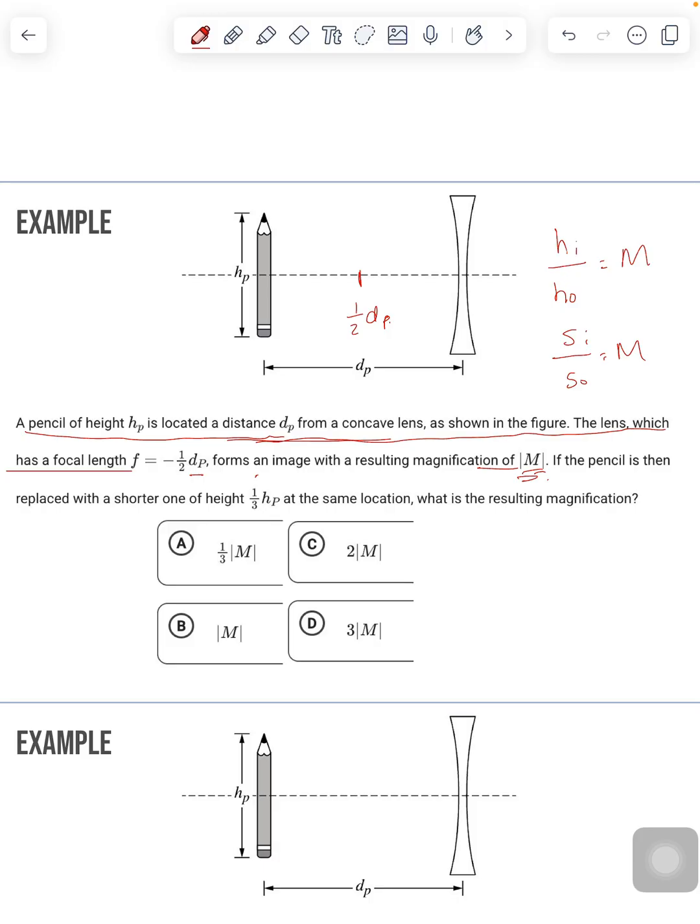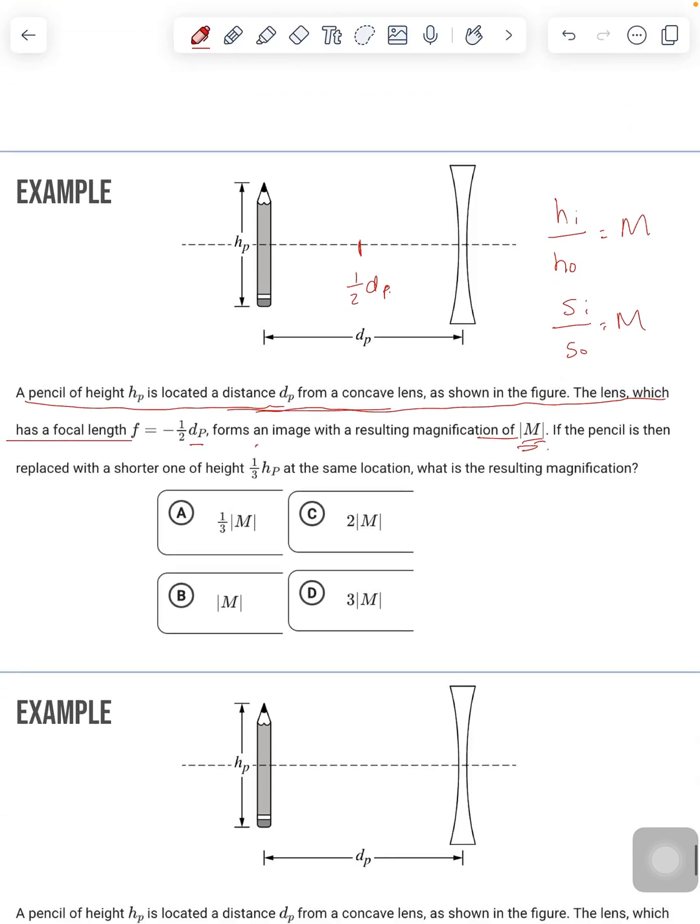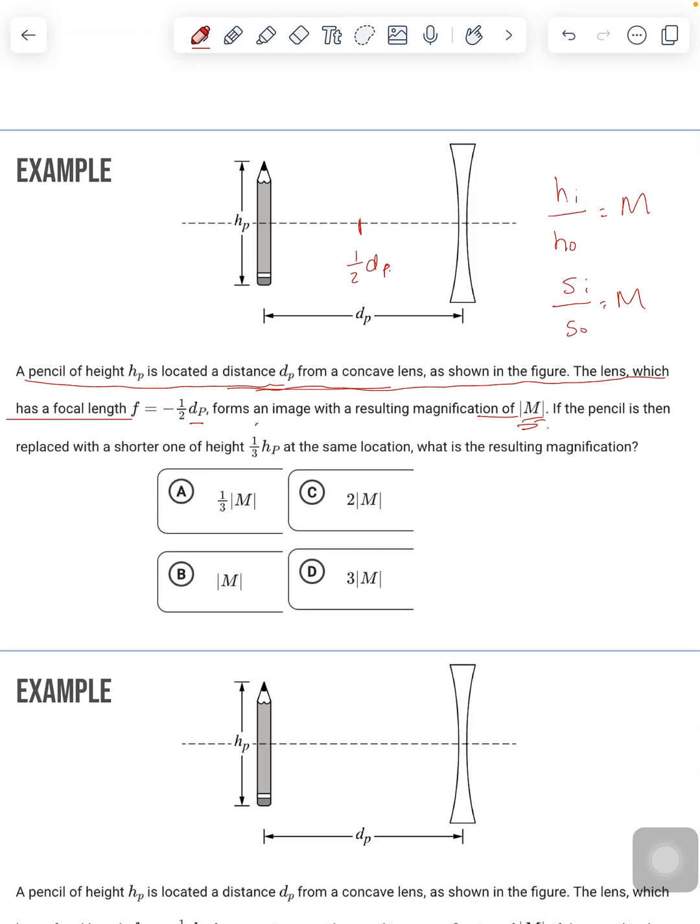If we have 1/3 at the same location, what would be the resulting magnification? Ugh, this is an annoying one, I feel like. So we're gonna have to do some work. Oh my goodness. Sorry, I'm also teaching a class at the same time, so that is slightly distracting me. And they're playing music now.